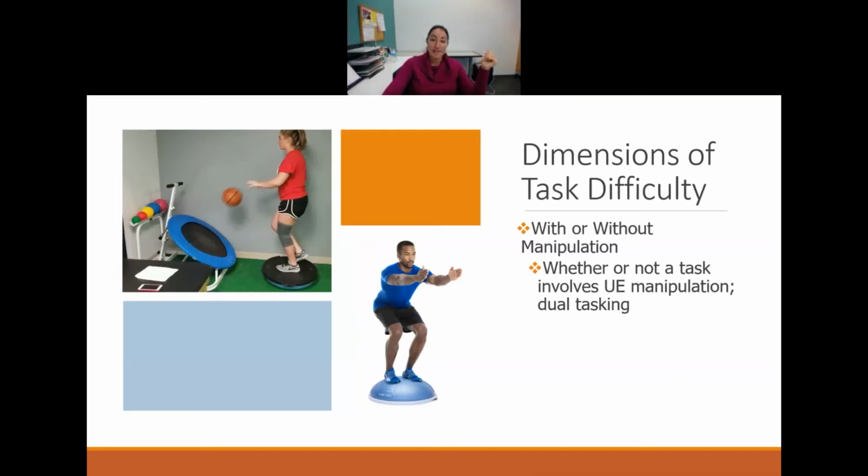Dimensions of task difficulty. So with or without manipulation, that's another area of that chart. Manipulation could be upper extremity movement, like a ball toss or not. It could be dual tasking, talking while you're walking, or carrying a tray, anything like that. So if you have an extra little something that's being manipulated in the environment, it increases the difficulty level.